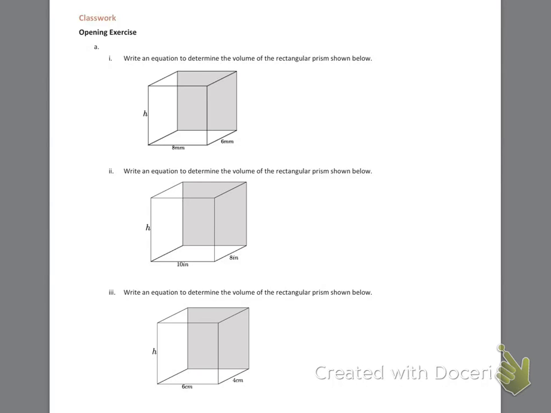So for this first one, remember volume is equal to length times the width times the height. And it's defined as the amount of space that an object takes up, or the amount of holding capacity that it has if it is empty.